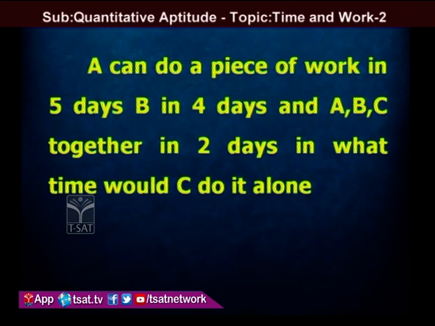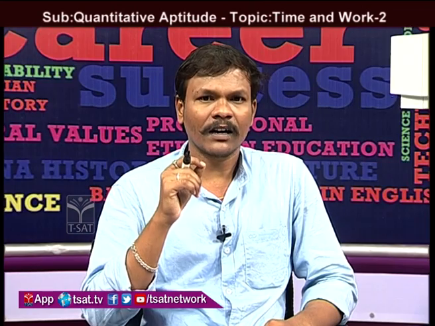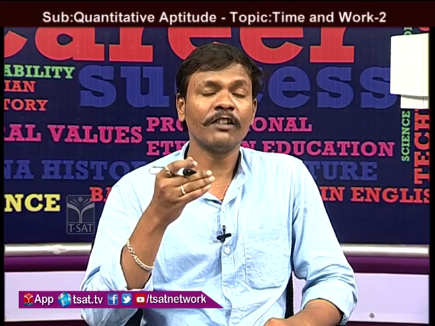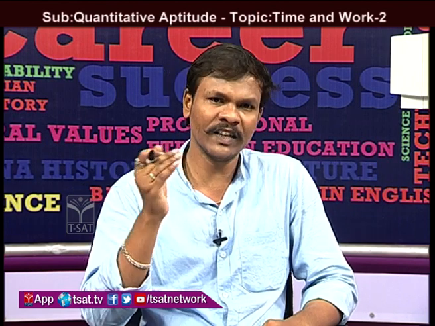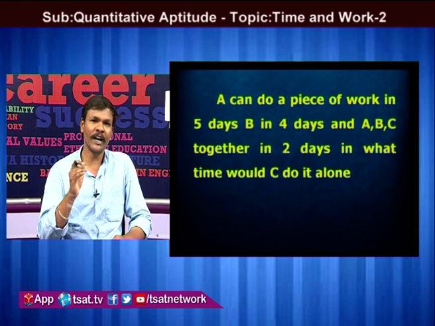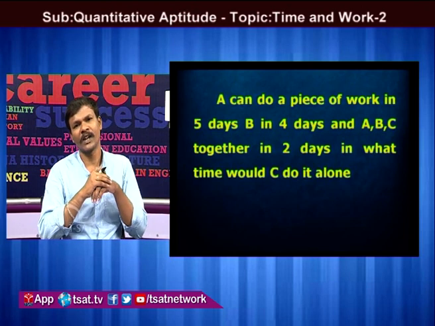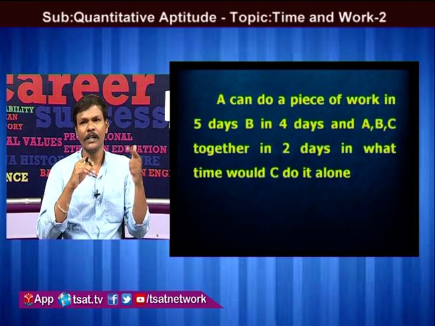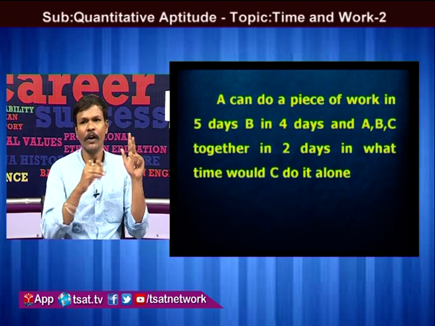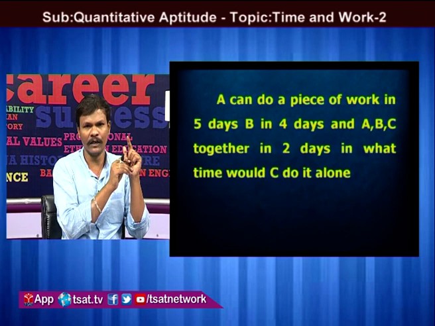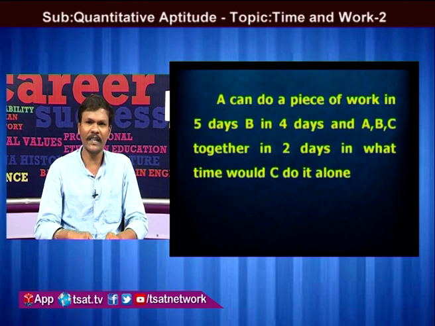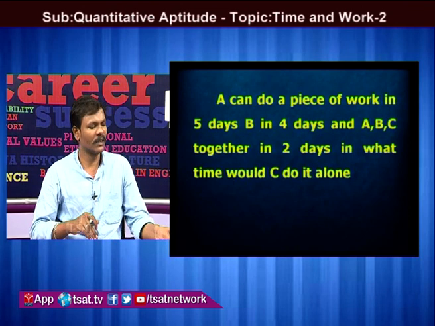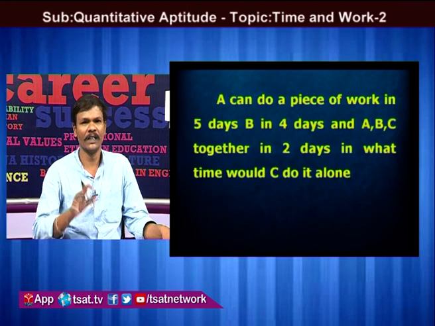In the earlier question, we found A, B, C working together in how many days. In this question, A, B, C together take 2 days, already given in the question, and we have to find C alone. That means we have the A value, we have the B value, but not C, so we have to find the C value. The question is different from the earlier model, but we apply the same concept with small changes.